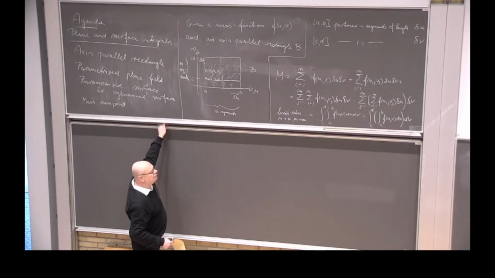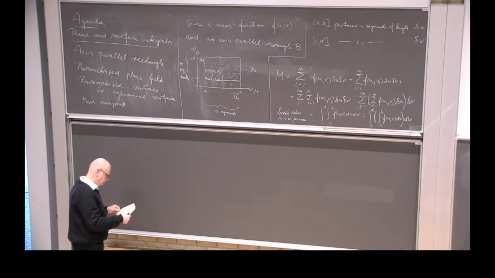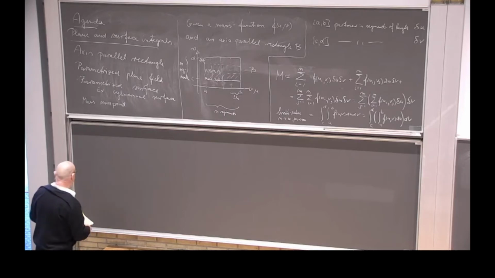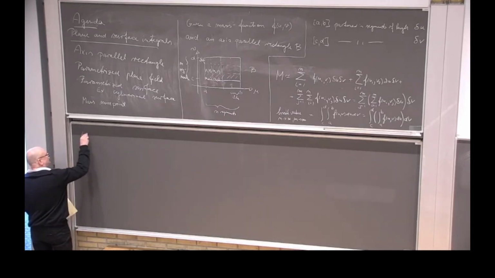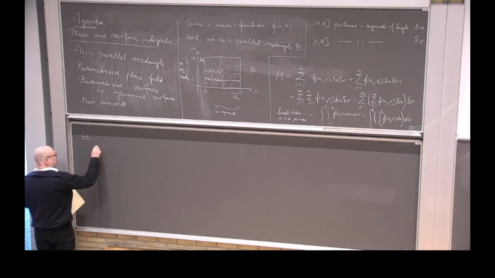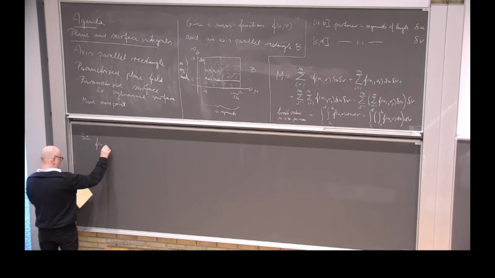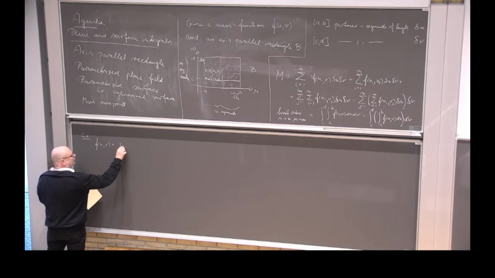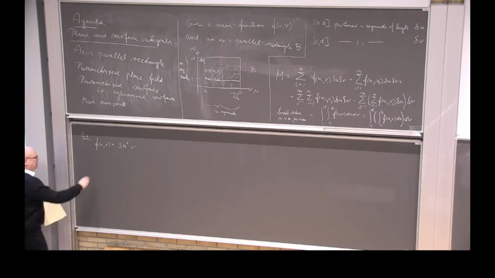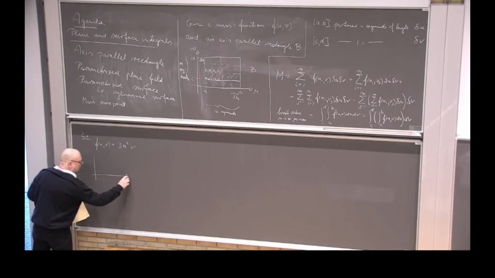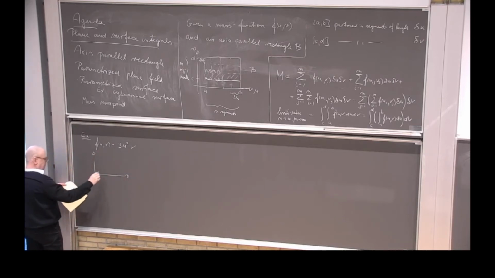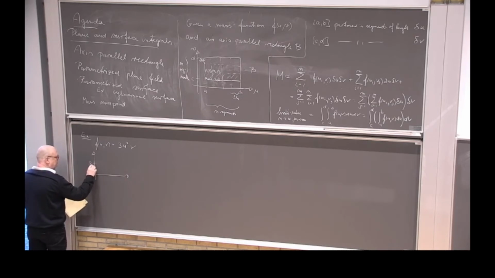Let me take an example. And I think we did that example last week, so I'll do it quickly. It's 3u squared v, and I have my rectangle, which is from 0 to 2 and from 0 to 3.